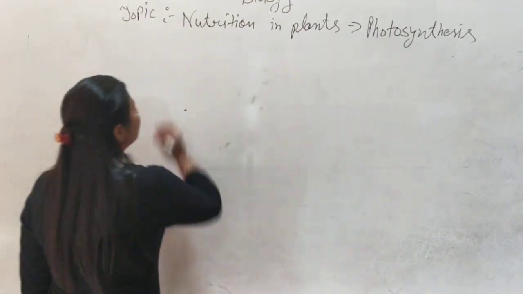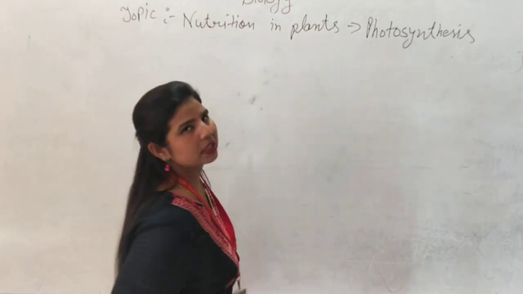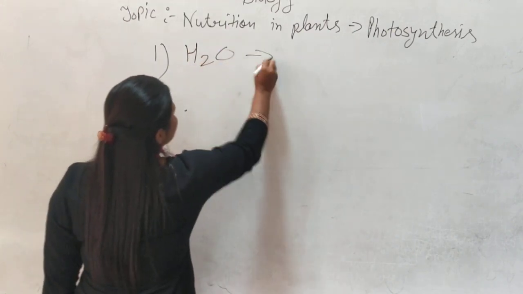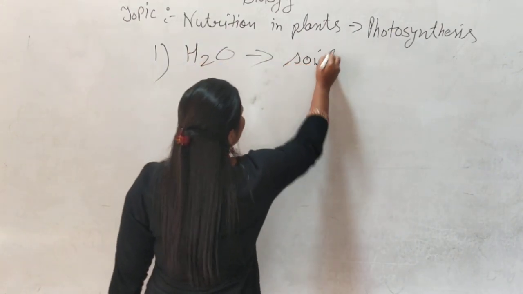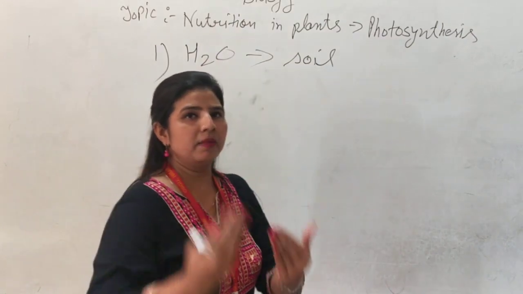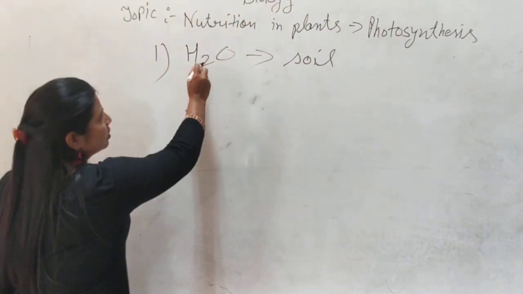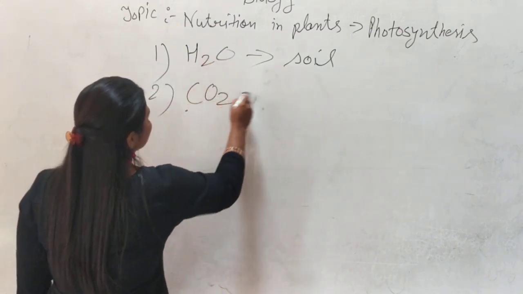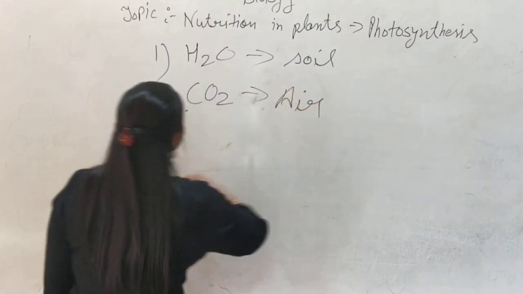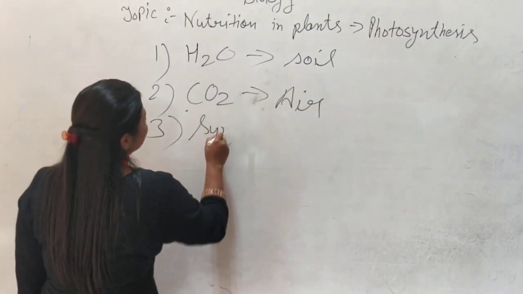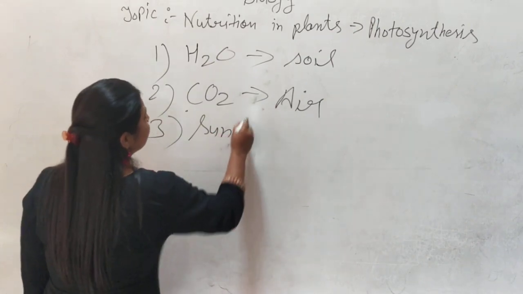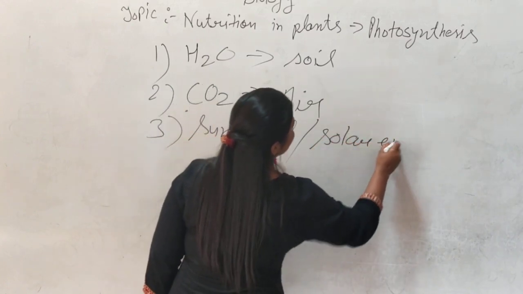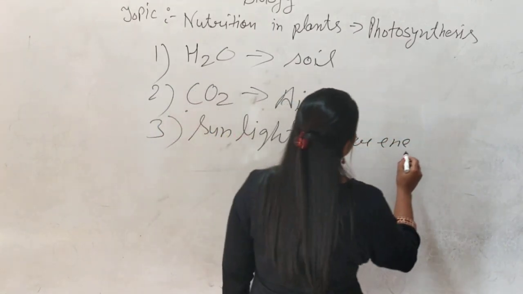So you know very well the raw materials which are used for photosynthesis. What are they? First of all H2O, water, that comes from soil. Always write the substance from where it is coming for the process. So photosynthesis requires water that comes from the soil. Second, it requires CO2 that comes from air. And then sunlight, solar energy. You can say sunlight or solar energy, and you know it comes from the sun only.